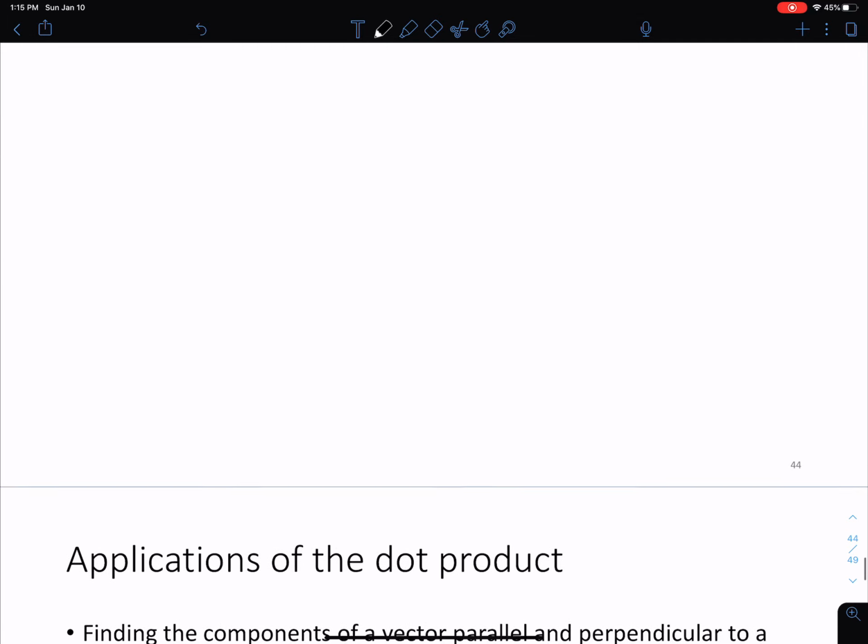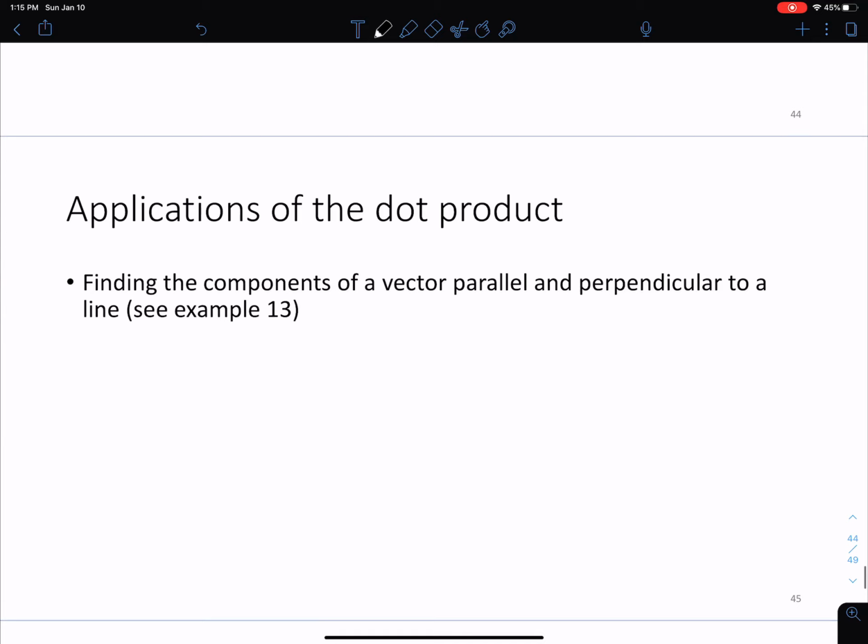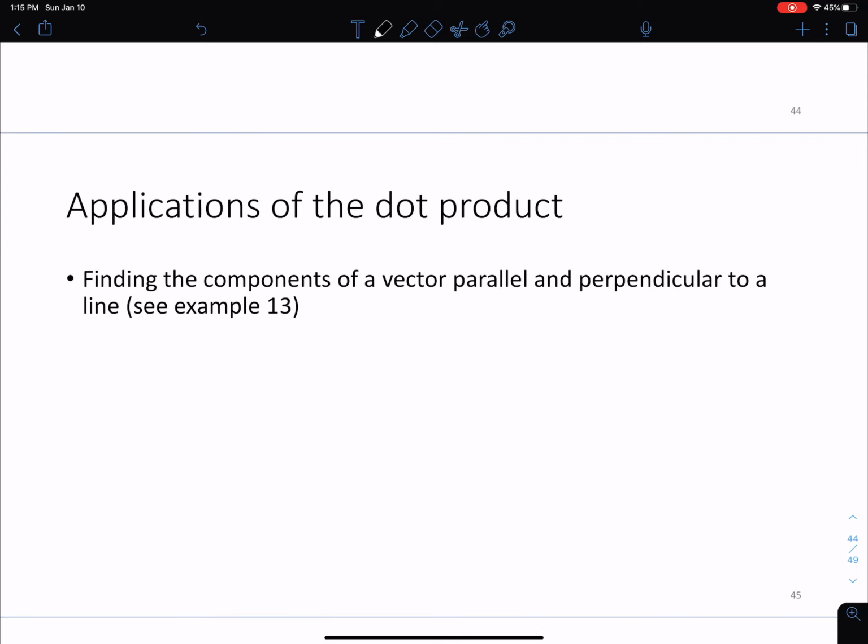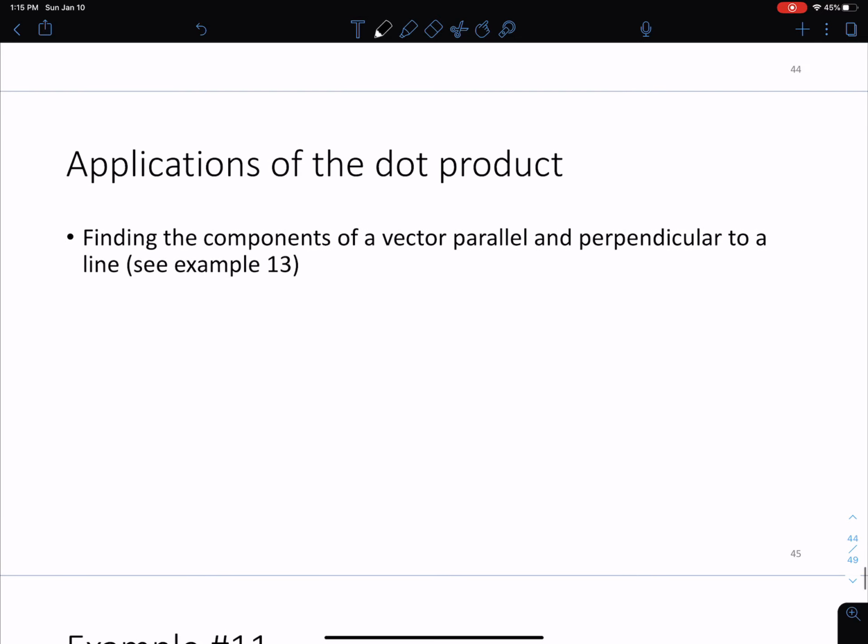The second application of the dot product is finding the components of a vector parallel and perpendicular to a line, which we're going to do in example 13. Before we do that, I'm going to talk about this a little bit and give you a couple of formulas that we can use when we're solving for this.